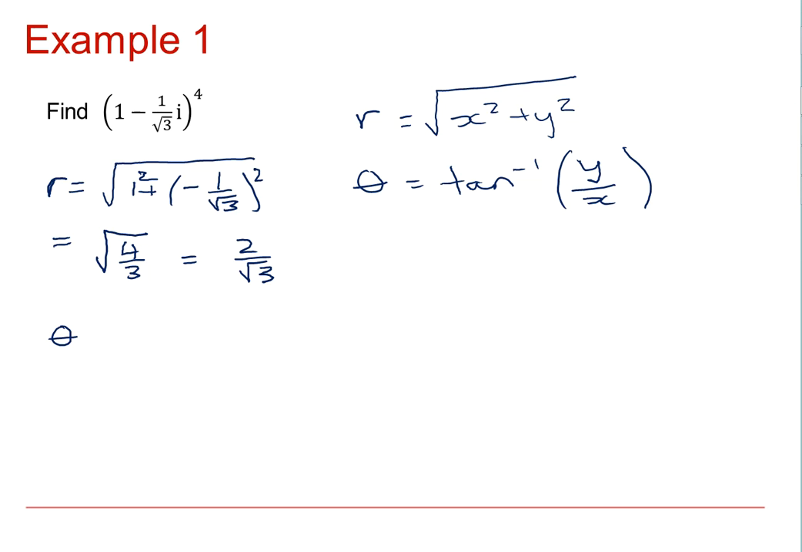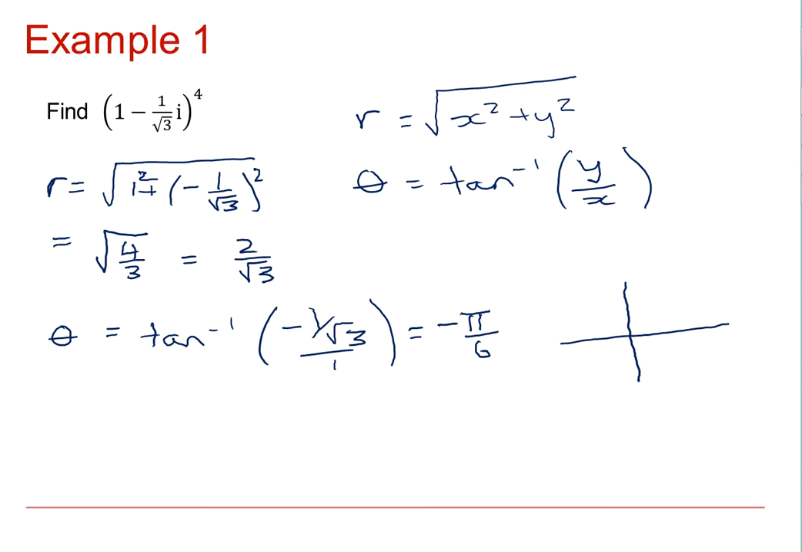The theta will be tan to the minus 1 of minus 1 over root 3 divided by 1, which would give us minus pi by 6. Let's just check that using a sketch to make sure we have the right quadrant. So we are looking at the fourth quadrant, and minus pi by 6 is the right principal argument.